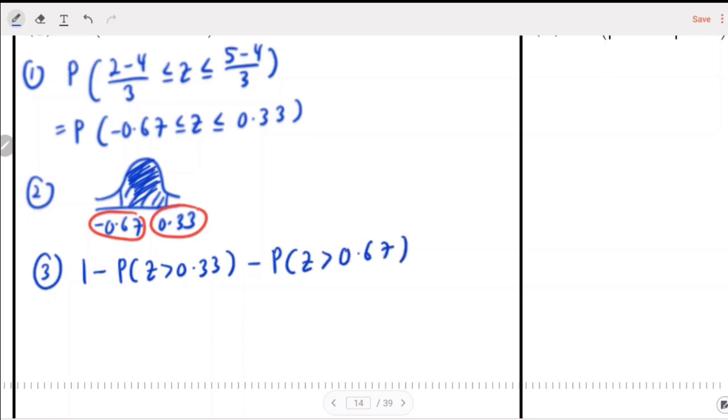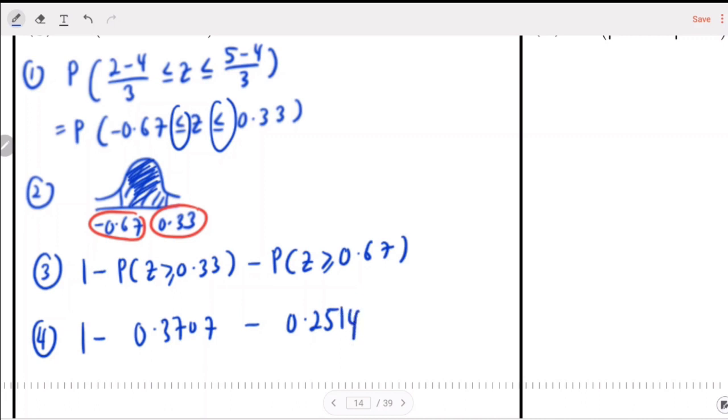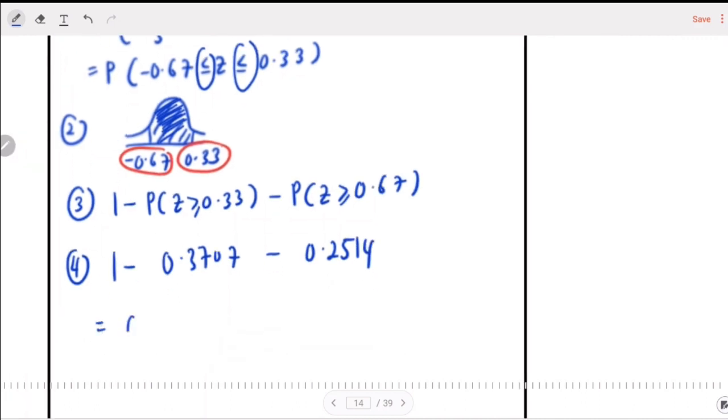Don't forget, at the third step, it's always Z greater than or Z greater than equal. I'm going to put equal here since the question has equal sign. Here also equal. Then the last step, read from the standard normal table, and calculate to get the answer.